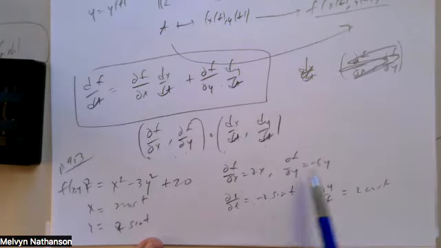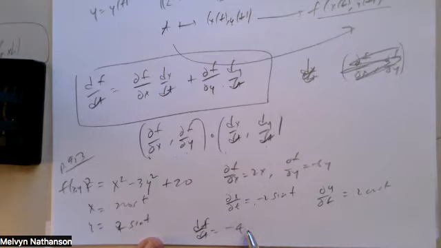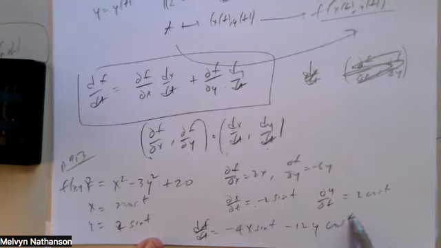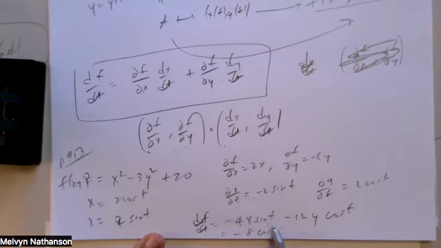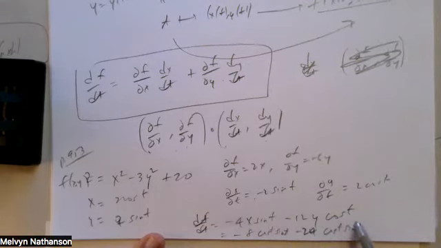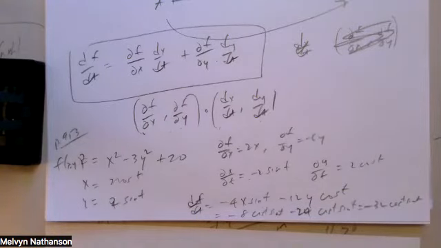So if I multiply this times this plus this times this, I get that df dt is minus 4x sine t minus 12y cosine t. And x and y are given by these, so I can plug in the values for x and y. x is 2 cosine t, so this is minus 8 cosine t sine t. y is 2 sine t, so 12 times that is minus 24 cosine t sine t. And I get minus 32 cosine t sine t. So that's an example of the chain rule, when you have a function, z is a function of x and y, and x and y are each functions of some variable t.